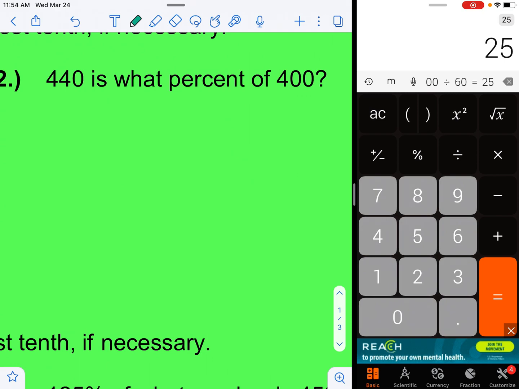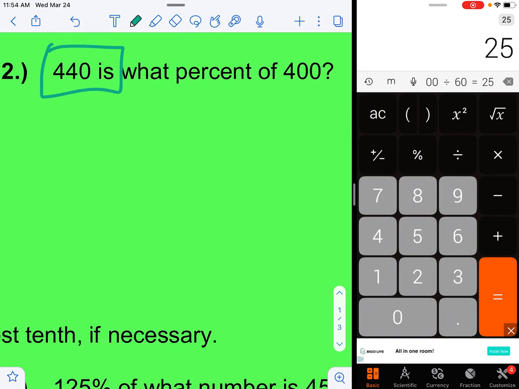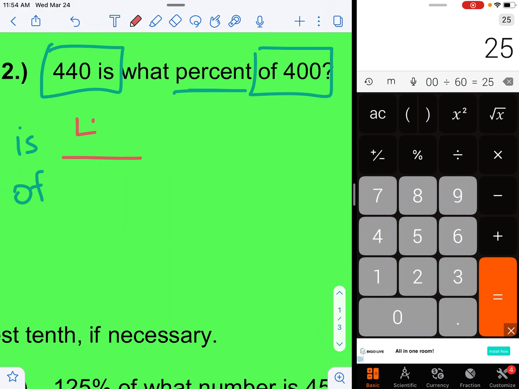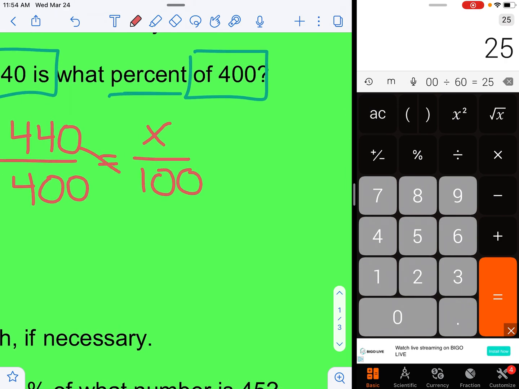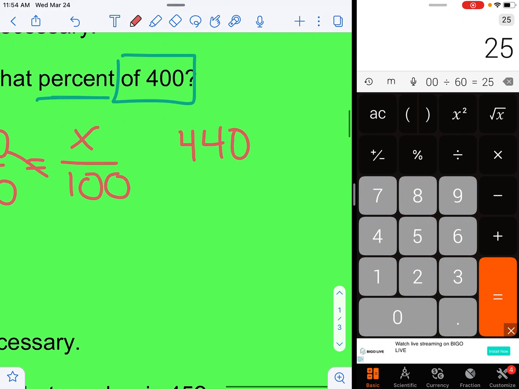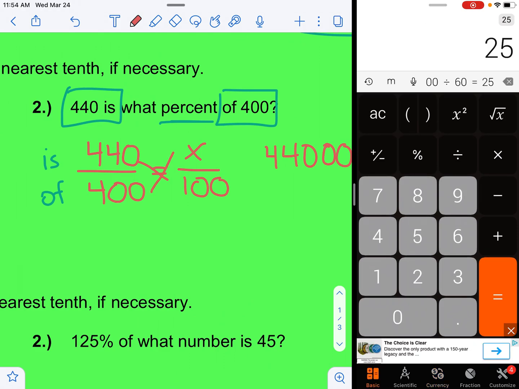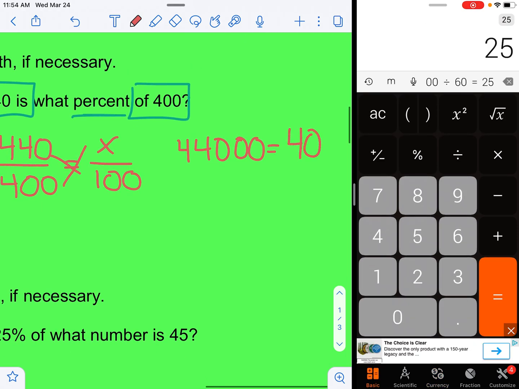440 is what percent of 400? Again, it says 440 is, and then we don't know the percent of 400. So again, it's is over of. Our is 440. Our of is 400. Set it equal to our percent, which we don't know, but we do know the bottom is always 100. So go ahead and cross multiply. 440 times 100 is 44,000. And that's equal to 400x.